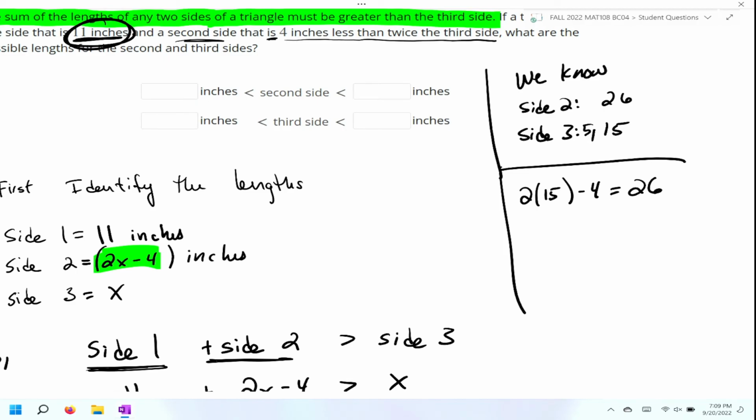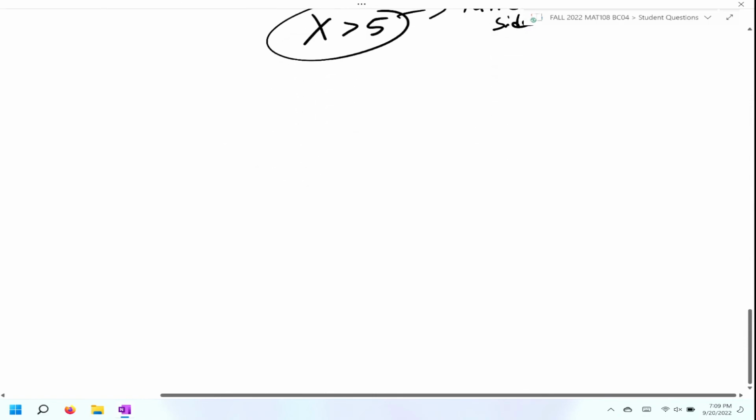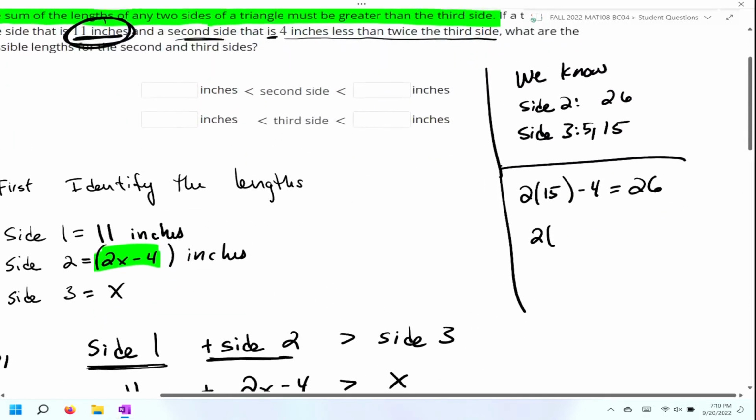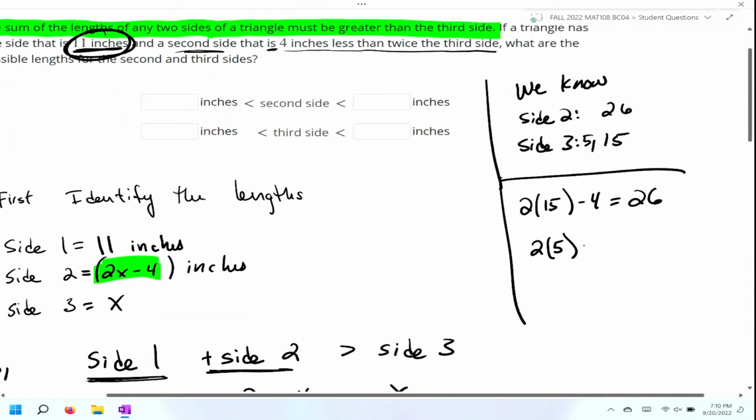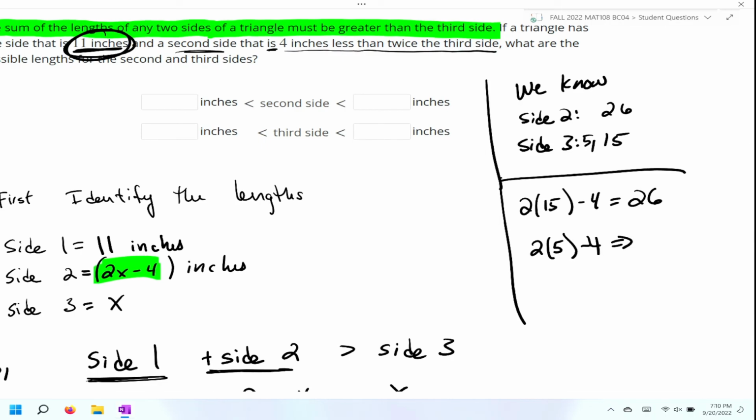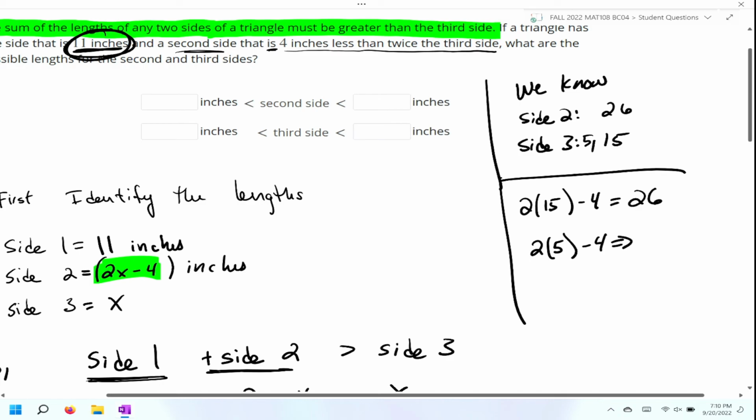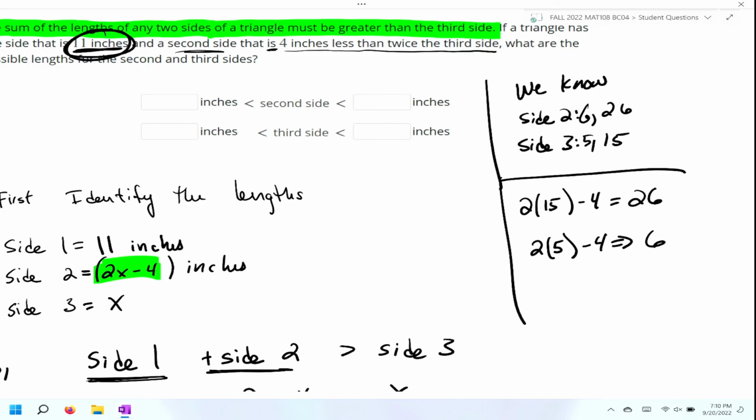And I also know side 2 is going to be 2 times, what was it again? I forget already. 5. Okay, perfect. 2 times 5 minus 1, which is going to be, what is that? Oh, no, minus 4. Sorry. Typo. Minus 4. 10 minus 4 is 6. So, the second side is going to be in between 6 and 26 inches. And then the third side is going to be in between 5 and 15 inches.